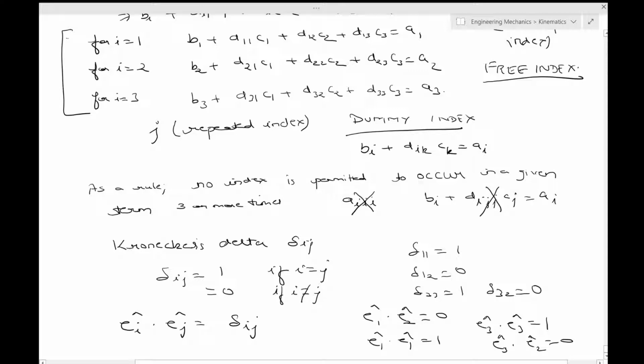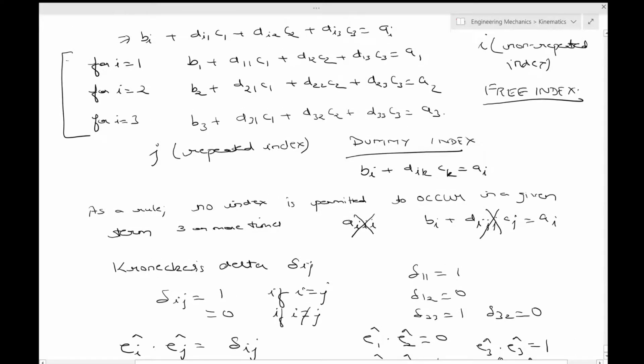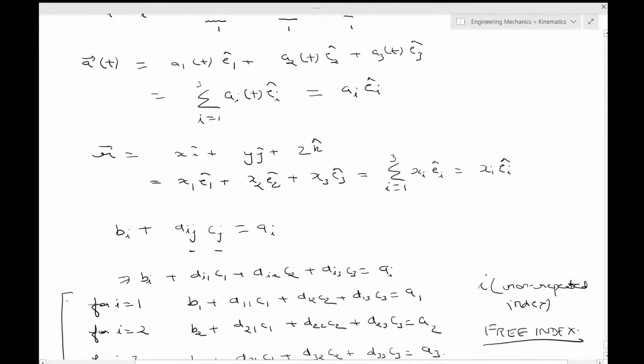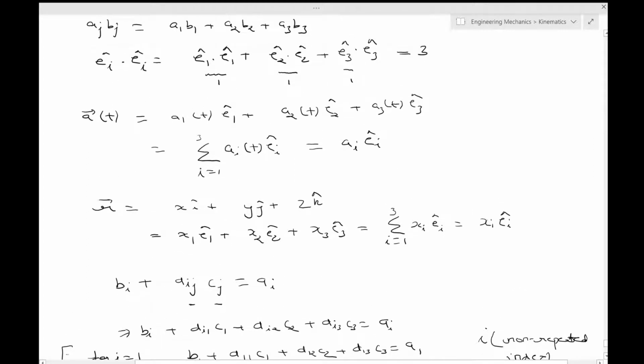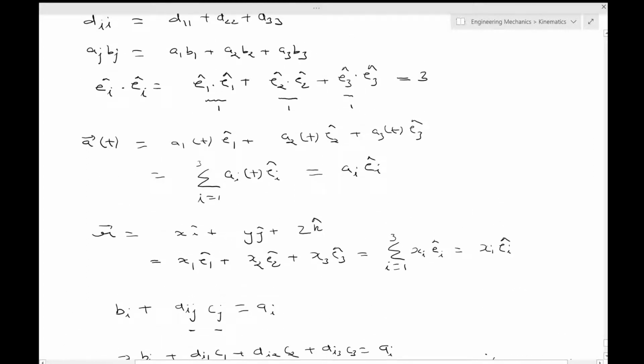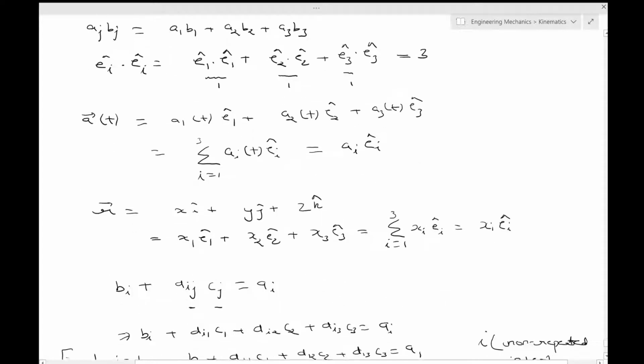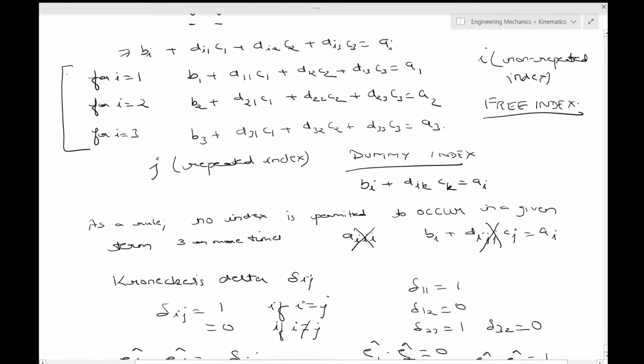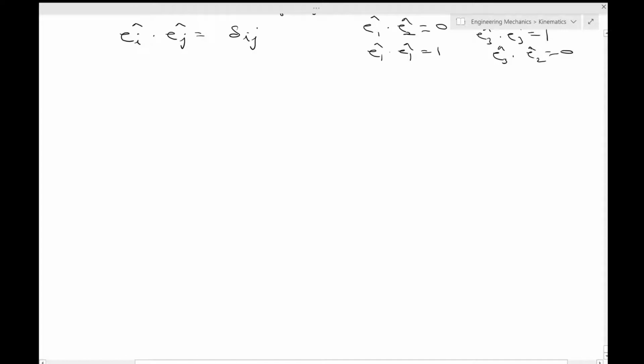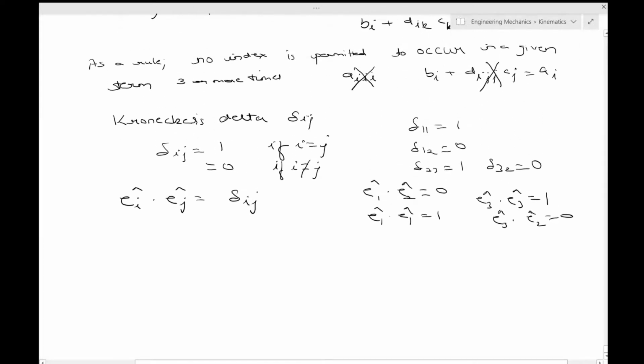So you will realize that this index notation, this repetition over this summation, actually simplifies a lot of the mathematical analysis for us, especially when it comes to differentiations. We'll see that as the time comes.